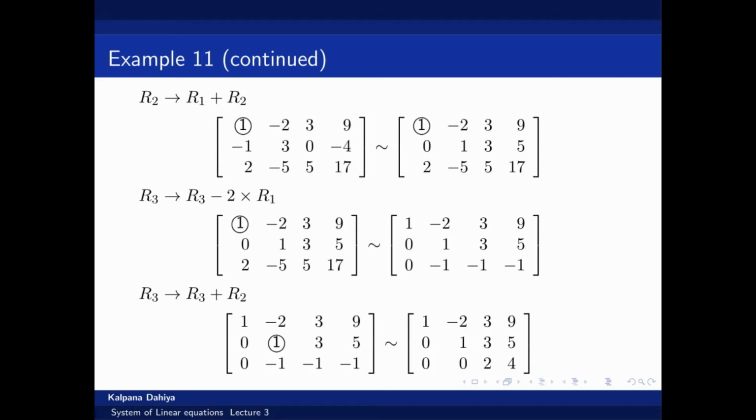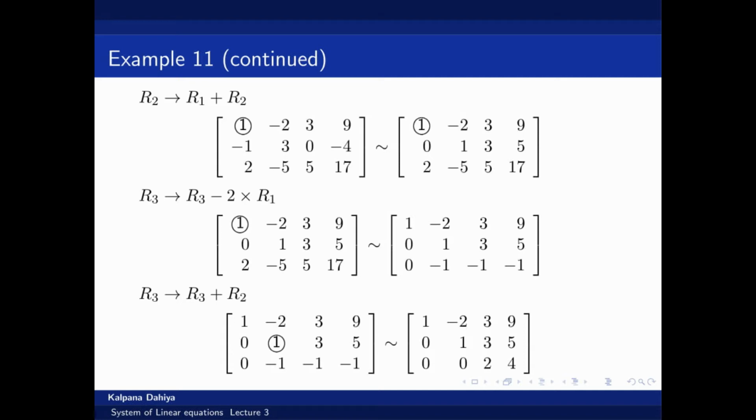So we have the second matrix on the slide. First row as it is, 1, minus 2, 3 and 9. And now second row is 0, 1, 3, 5. Third row I am writing as it is. Now we make the first element in third row, which is 2, as 0. So for this one I am applying the following elementary operation. Change third row to third row minus 2 times first row.